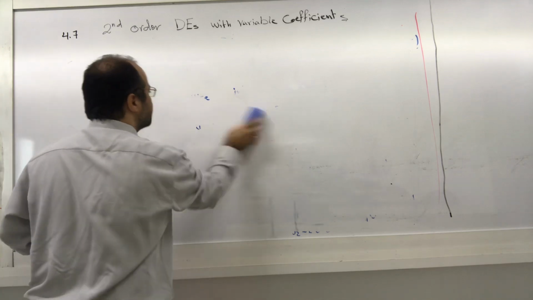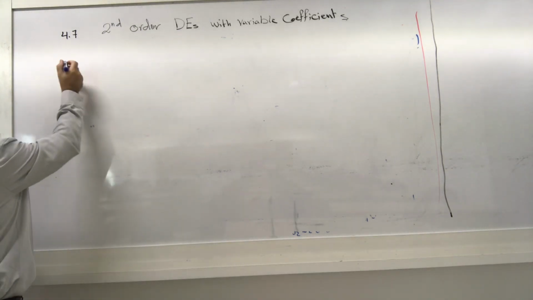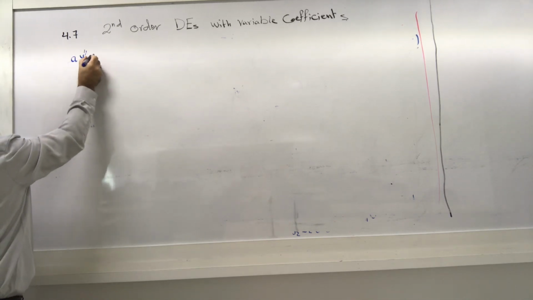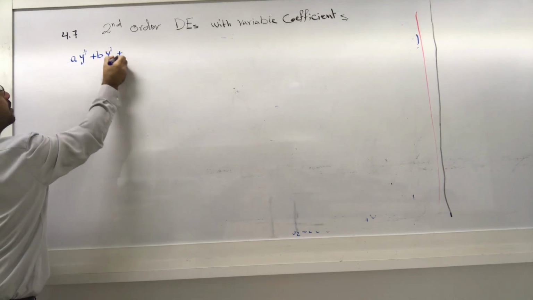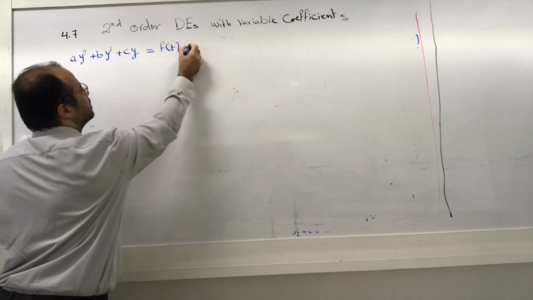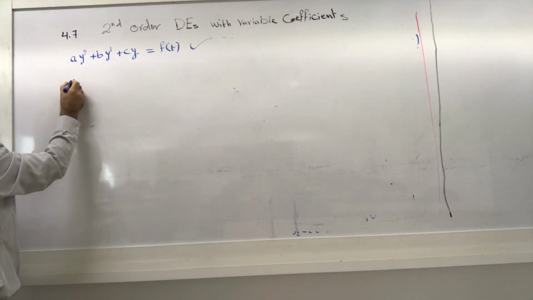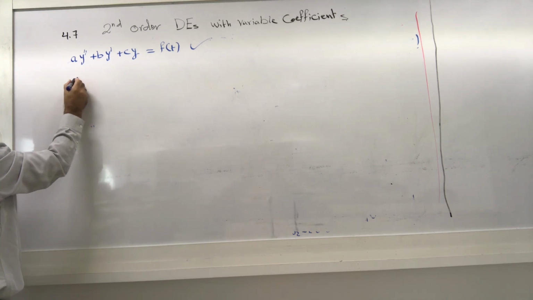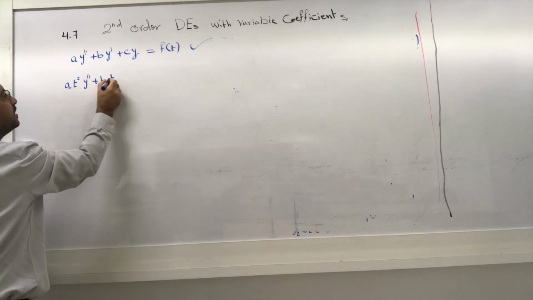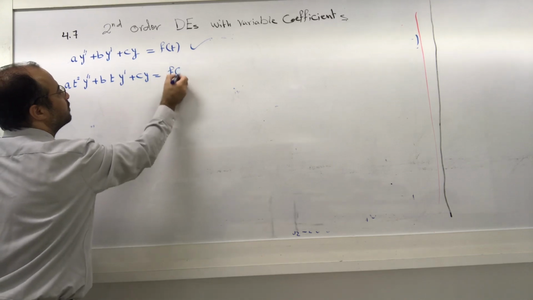So in this new section, let me write again. If you have ay'' + by' + cy = f(t), so this is done. Now we are going to a new case when you have a t² y'' + b t y' + cy = f(t).